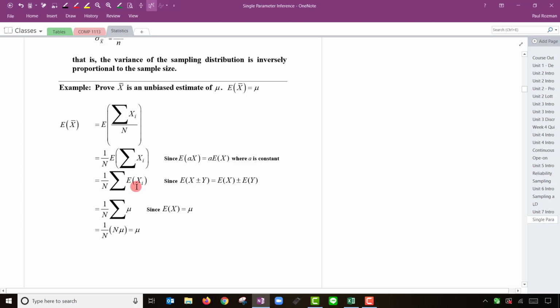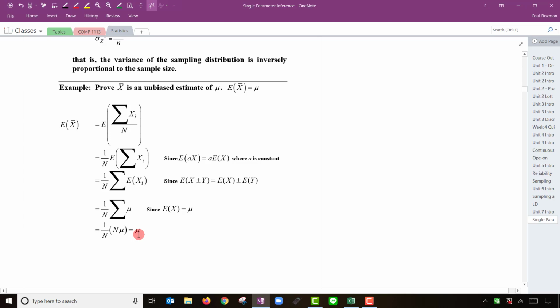Now we know the expected value of x. That has to be the mean, right? If I have a bunch of individual scores, on average, what do I expect to happen? Well, I get mu. And now, if I'm summing up a bunch of mu's, say n mu's, I can just write it as n times mu, and we end up proving that the expected value of the sample mean equals the population mean, which means it's unbiased.